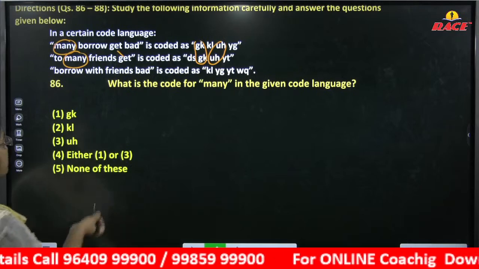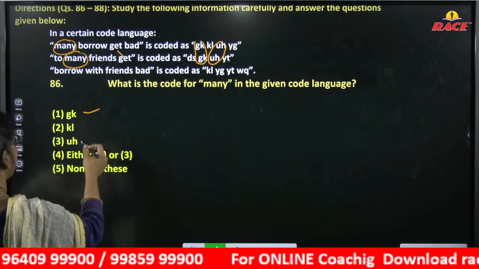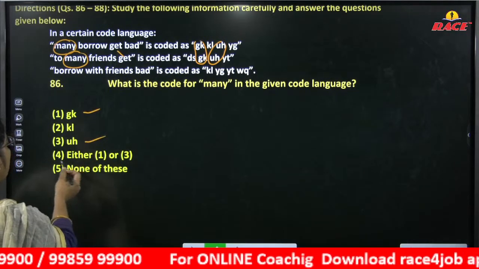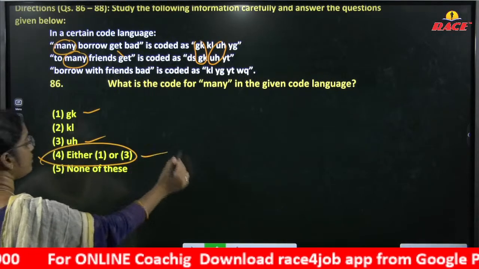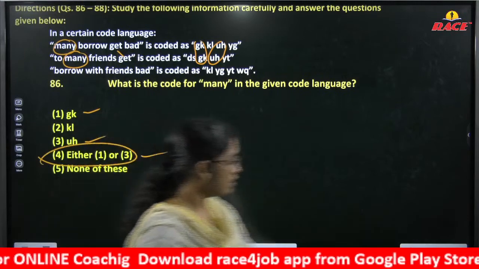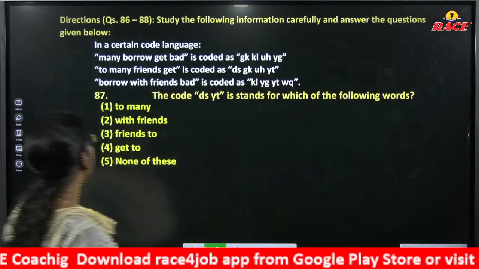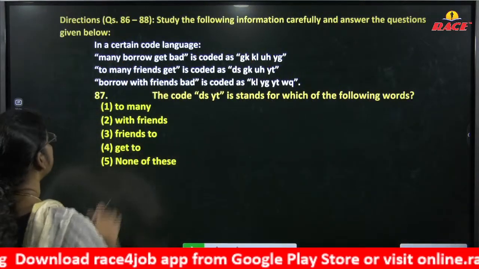GK or UH. In the first option we have GK, in the third option we have UH. Option 4 is either 1 or 3. Yes, option 4 is the correct answer. Then, next question.